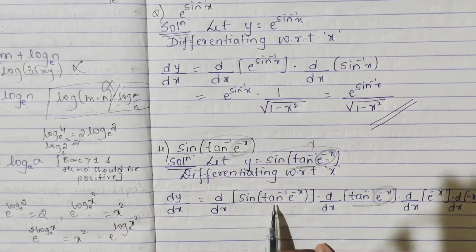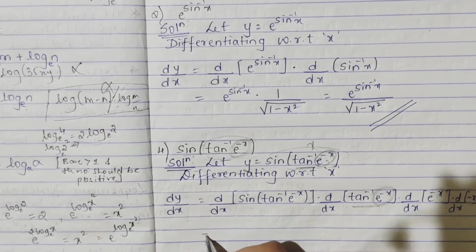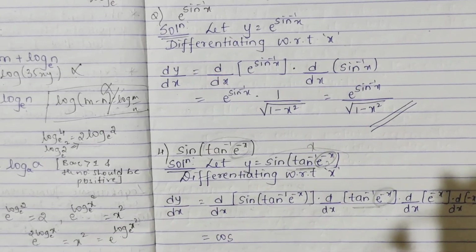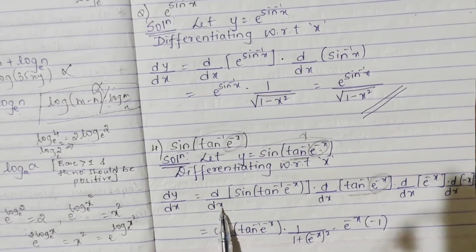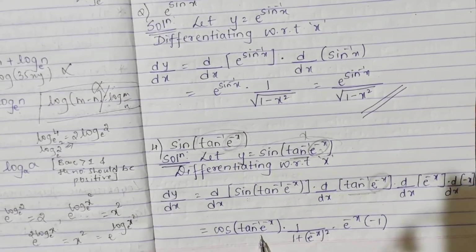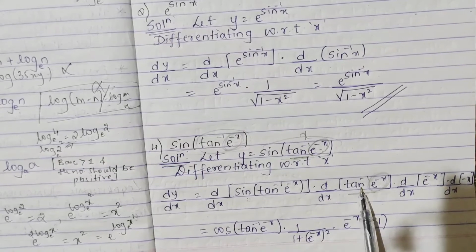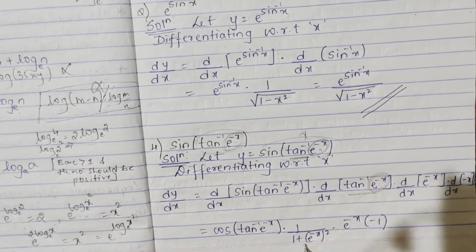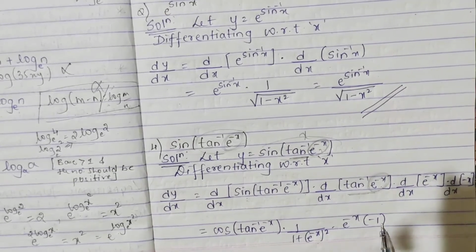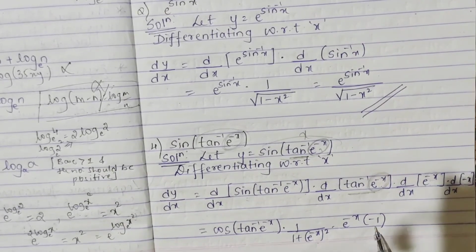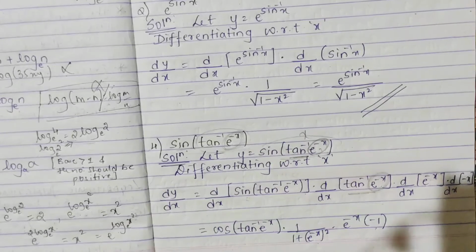So differentiation of this will be what? Sine is our cos. Yes. And our x is what here? Tan inverse e to the power minus x. So differentiation of sine is cos of tan inverse e to the power minus x. Differentiation of tan inverse x is 1 by 1 plus x square. Differentiation of e to the power minus x, e to the power minus x into minus 1. Differentiation of minus x is minus 1. So this in total how I can write?